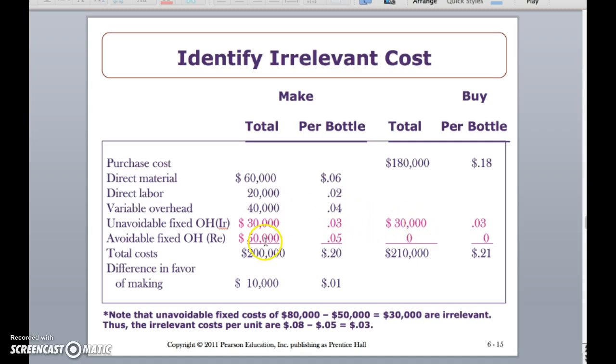So in this case, if the company makes, it will pay a total cost of $200,000. Oh, it will pay 20 cents per each. But if it buys, it will have to pay $210,000 if it buys from another supplier, or 21 cents per each. In this case, the company would save $10,000 in total or 1 cent per each. So a better decision would be to make.